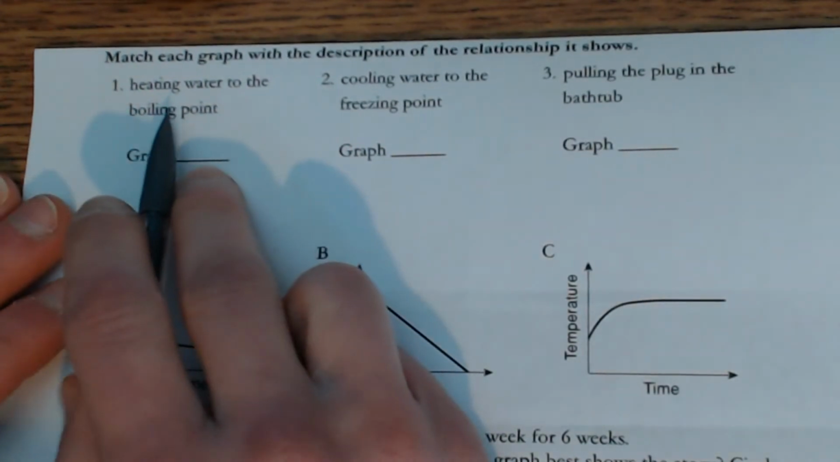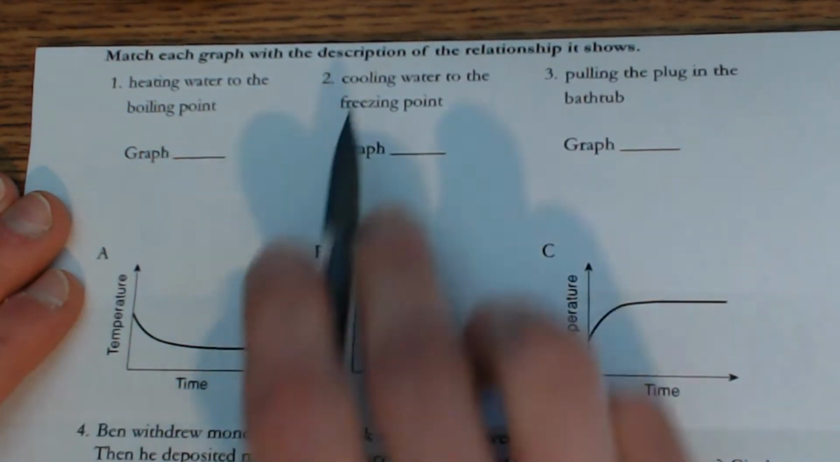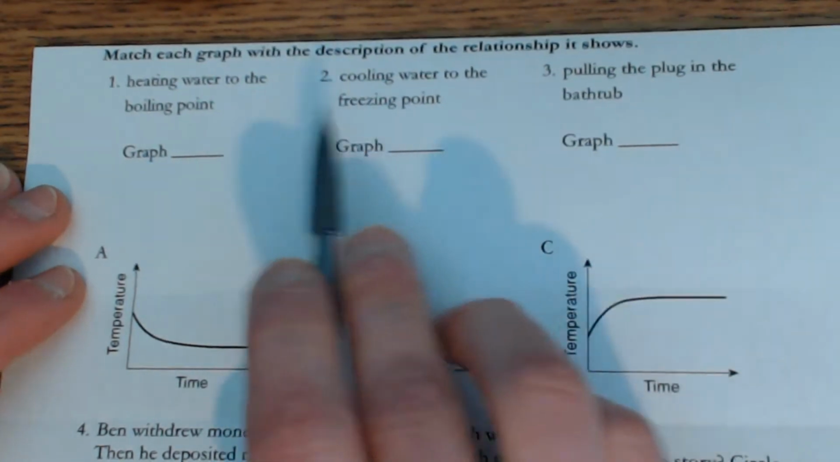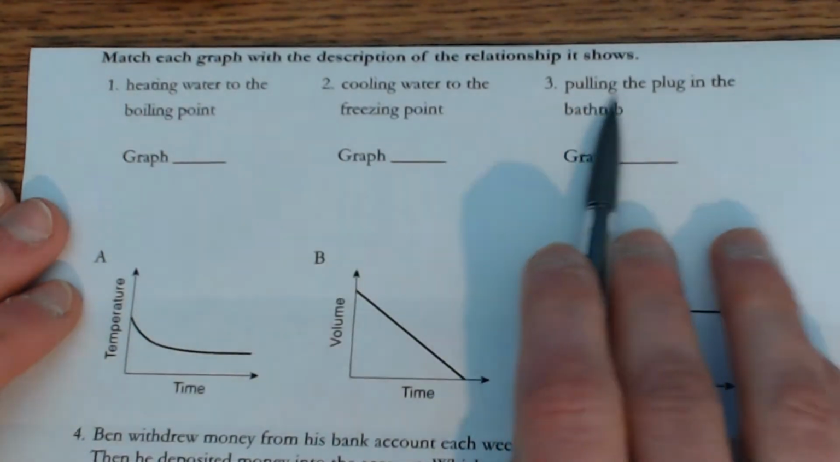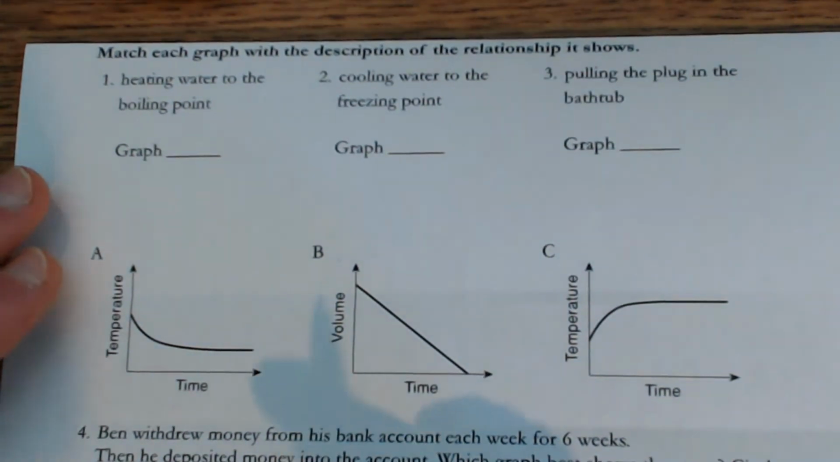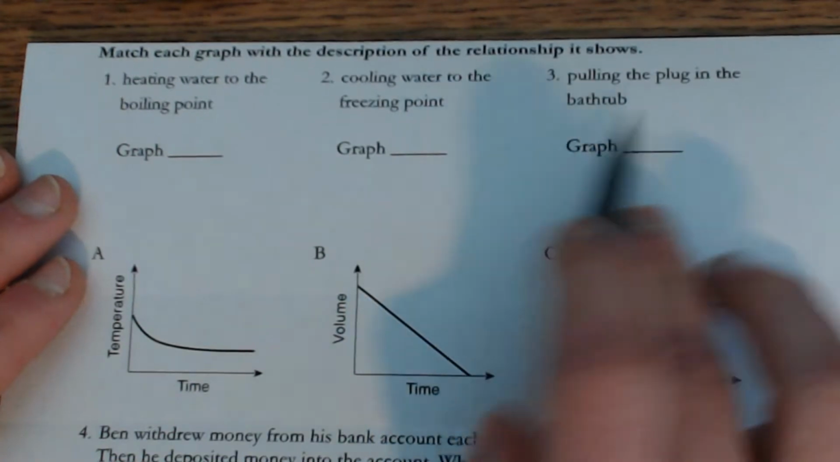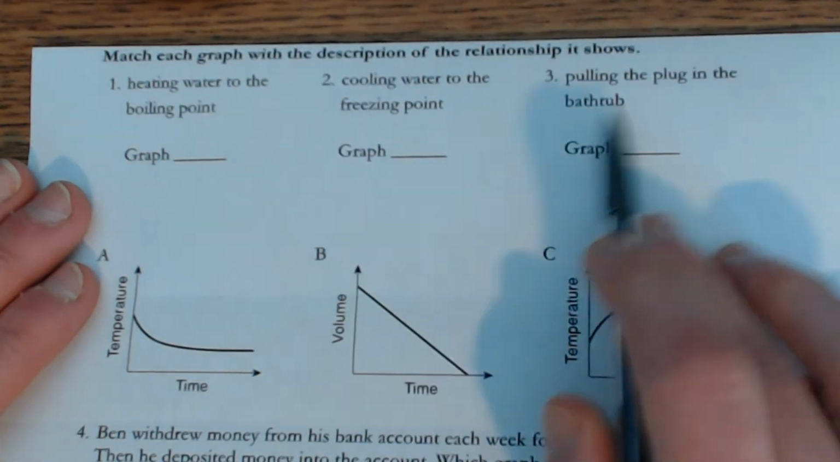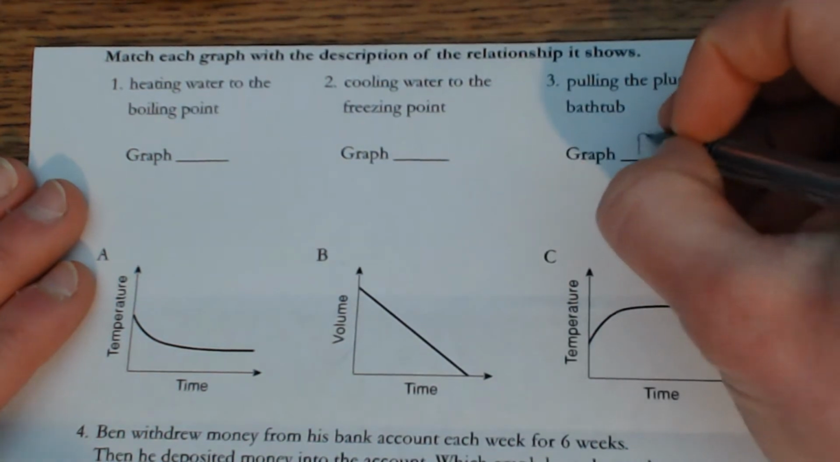So the first one is heating water to the boiling point. We have cooling water to the freezing point. So both of these are talking about temperature. So I'm looking at these 2. Pulling the plug in the bathtub. So, okay, volume referring to usually water, like a liquid. It could possibly be referring to a gas, just kind of a space. So already, right off the bat, because I've narrowed it down and talked about volume, I know that B has to be with 3.